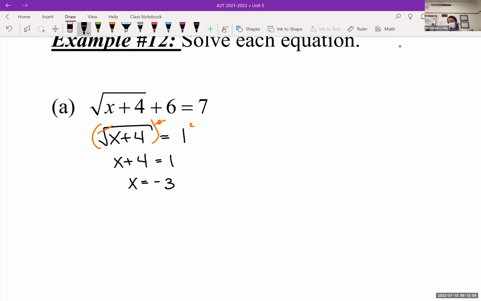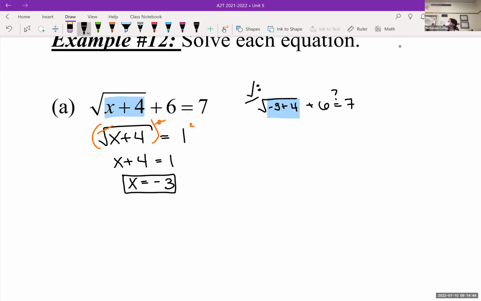Or is it? Dun, dun, dun. Because we have an even index, everyone, we need to check our answer. We need to make sure that the solution we found does not make the radicand negative, because we can't take the even root of a negative number. We need to check that the radicand stays positive. So if we substitute -3 in for x, is our radicand positive? It is. And again, we're just checking to make sure that the radicand is positive. It is, so we know that this is a solution.